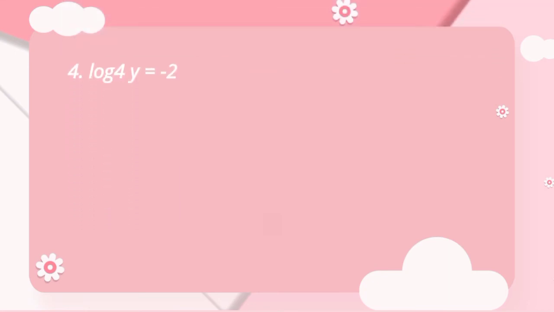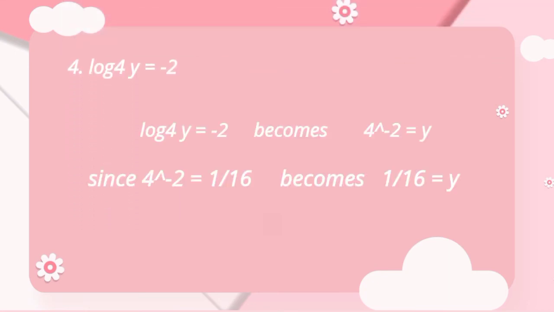Number 2. The logarithm of y to the base 4 equals negative 2. Solution: the logarithm of y to the base 4 equals negative 2 becomes 4 to the power of negative 2 equals y. Since 4 to the power of negative 2 equals 1/16, it becomes 1/16 equals y.